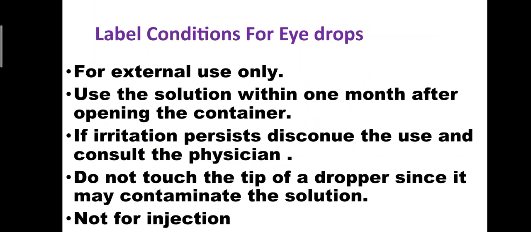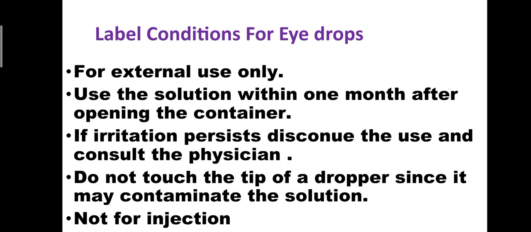Next point, label conditions for eye drops. The following conditions eye drops must have. First, for external use only. Second, use the solution within 1 month after opening the container. Third, if irritation persists, discontinue the use and consult the physician. If there is any irritation due to the drug, inform the physician and stop the therapy. Fourth, do not touch the tip of the dropper since it may contaminate the solution.